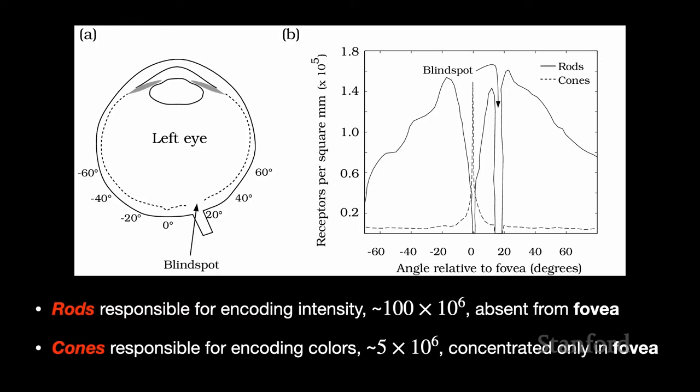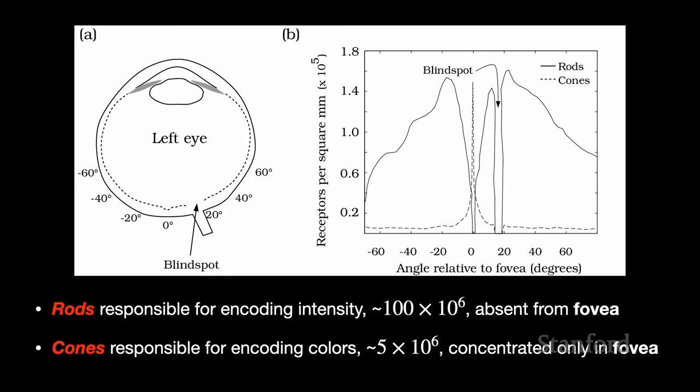But even more interesting than that, here the y-axis shows the density of these receptors. You can think of how many sensors you have in that region. If you look at the solid line, the rods are present almost everywhere in the retina except this region, which is your blind spot, around 20 degrees. The other cell type, called cones, on the other hand, are not present in almost the whole of the retina except near this 0 degree angle.